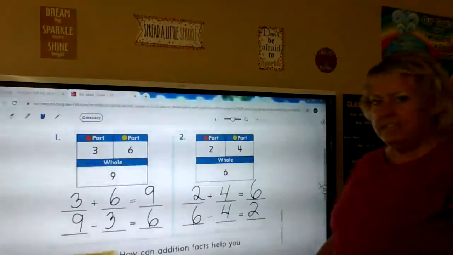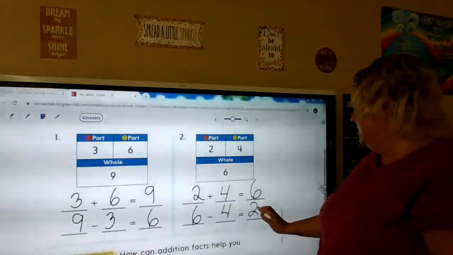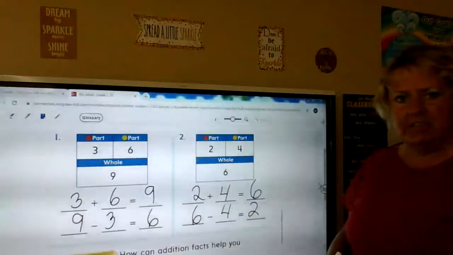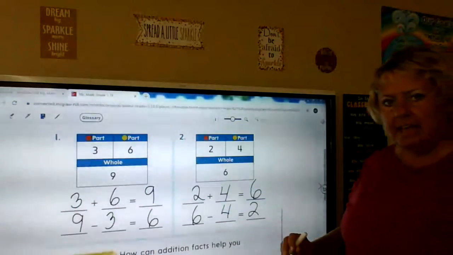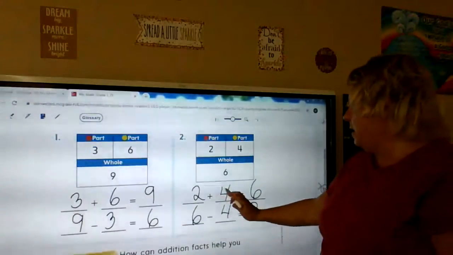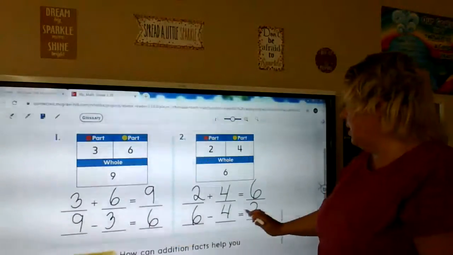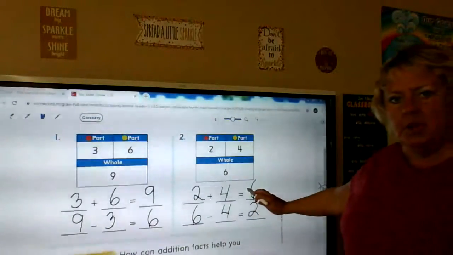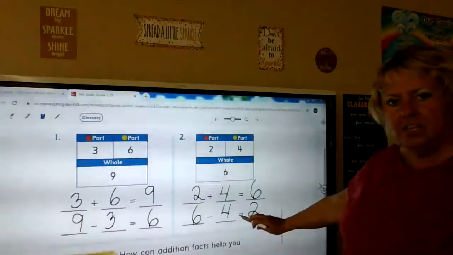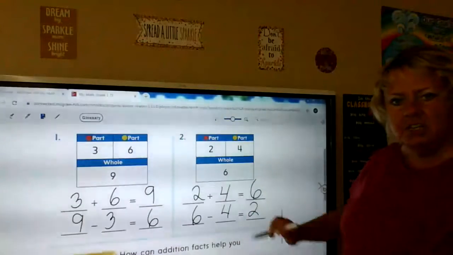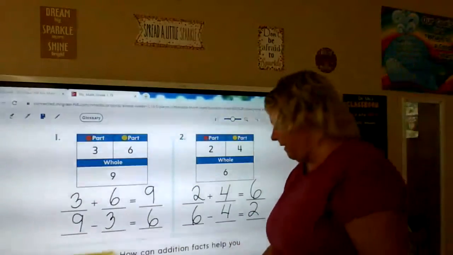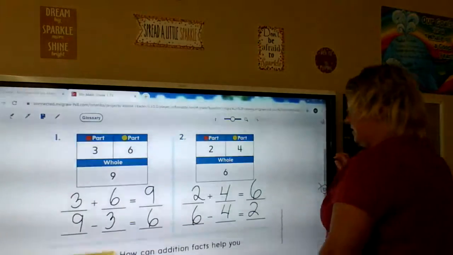2 plus 4 is 6. I could check my answer like that. So I have part, part, whole, whole, part, part. So if you know addition, you know subtraction. If you know subtraction, you know addition. Are you catching on?